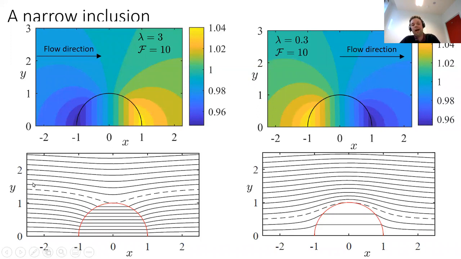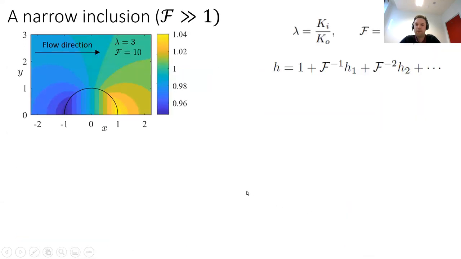And if you look, these are the flow paths, the streamlines, and you see that indeed for this case where it's more permeable, you draw in fluid from the exterior, you sort of focus the flow, and you divert the flow slightly for a less permeable cylinder. And we can interpret this behavior by just doing some simple asymptotic analysis.